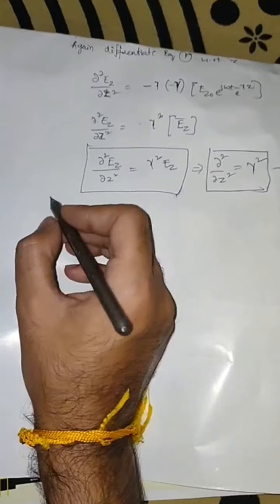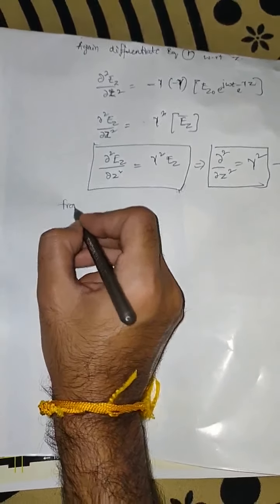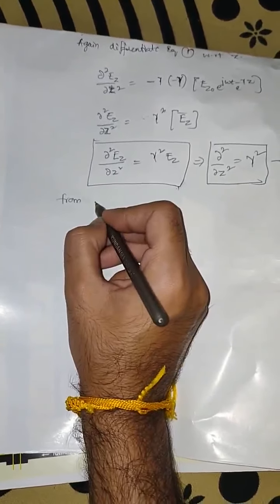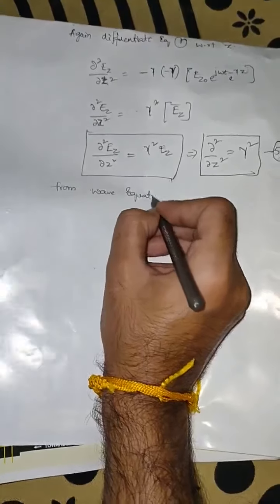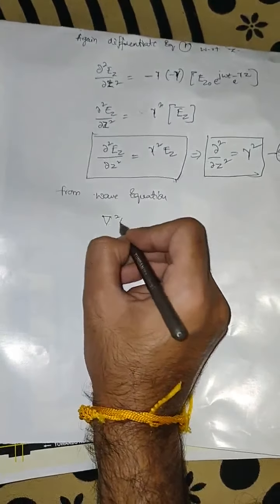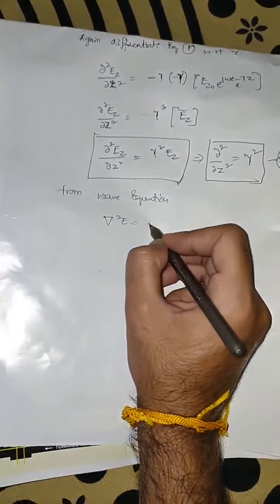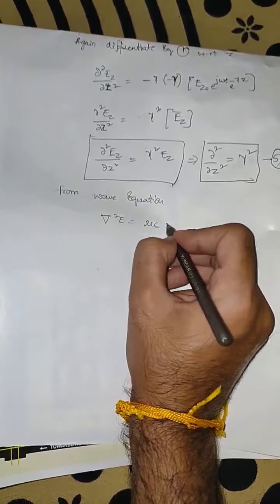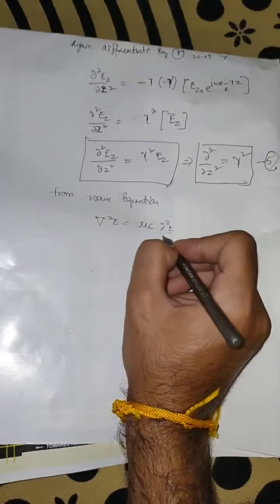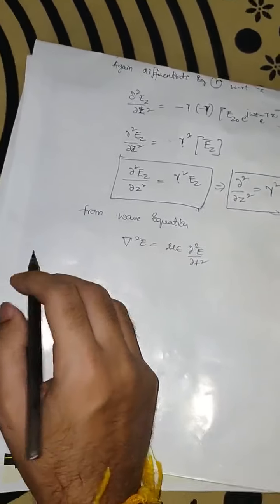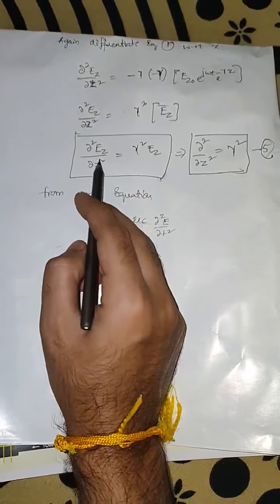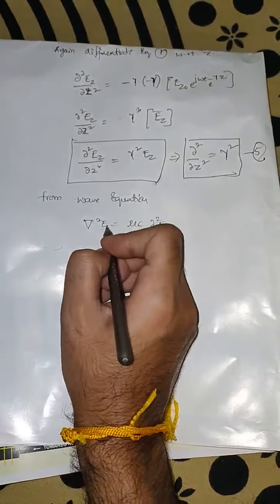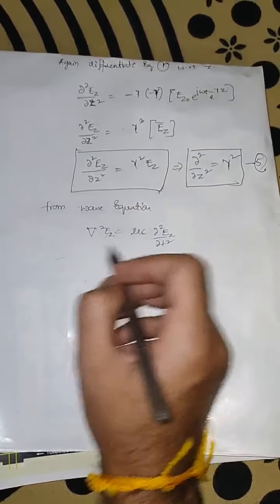Now from the electromagnetic wave equation, which is del square E is equal to mu epsilon dou square E by dou t square, that is the equation. According to that equation, we are now talking about the Ez equation. So substitute this in the place of Z, and here also Ez.